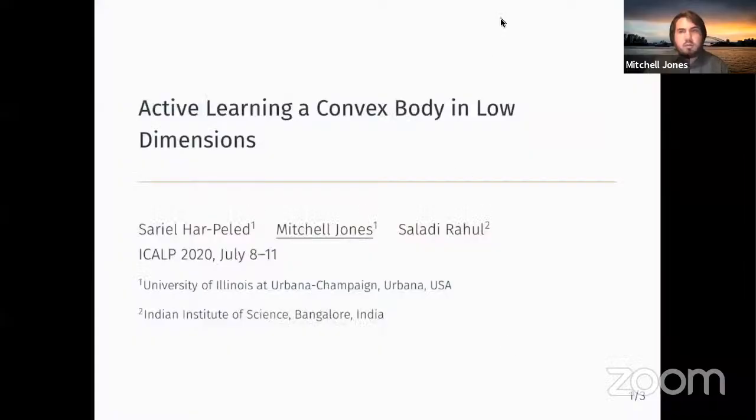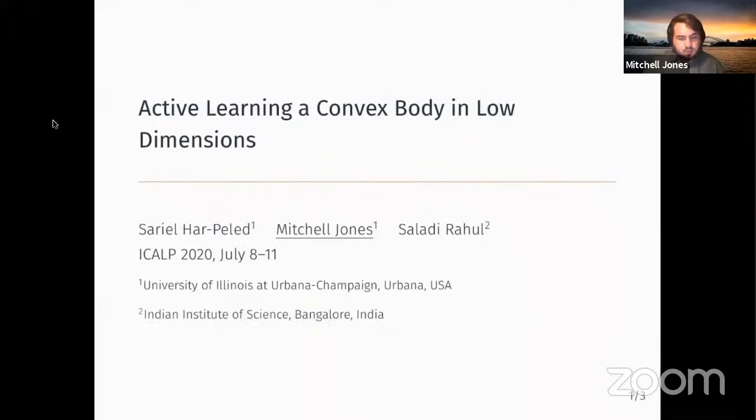So without further ado, the first talk is Active Learning a Convex Body in Low Dimensions by Sariel Har-Peled and Mitchell Jones from UIUC and Saladi Rahul from IIT Bangalore, and Mitchell is giving the talk. Thank you. So I'll just go ahead and share my screen.